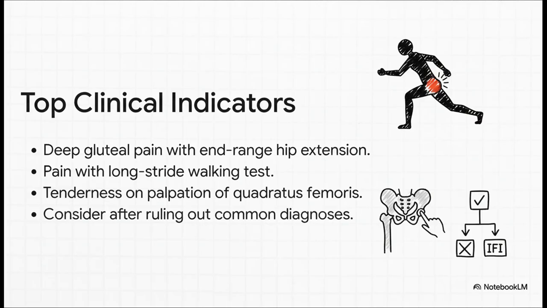So how do we even start to suspect IFI in the clinic? Well, the single biggest clue is deep gluteal pain that is specifically brought on by end-range hip extension. So think about the very end of your gait cycle, or the trailing leg in a lunge, or kicking a ball. That's when that space is at its smallest. You can test this by having them do a long stride walking test, and you should also try to palpate deep to the glutes for that quadratus femoris. But remember, IFI is pretty rare, so it's usually a diagnosis of exclusion. You get there after you've ruled out all the more common culprits.